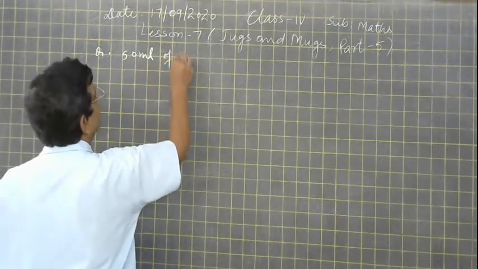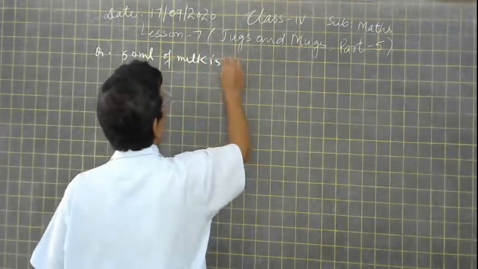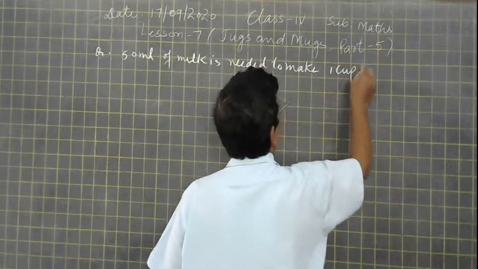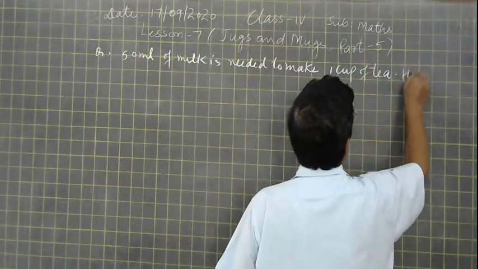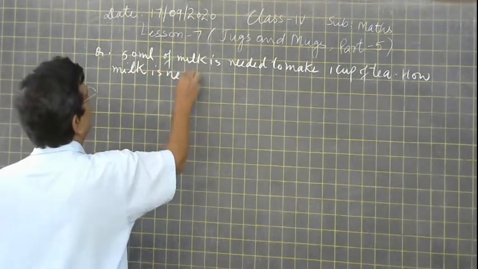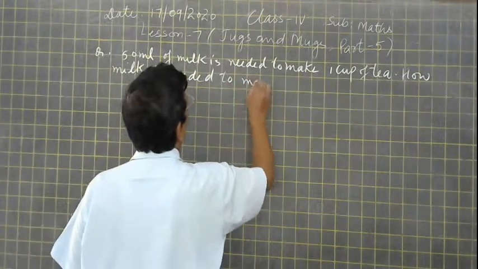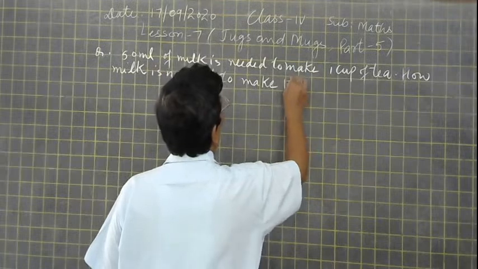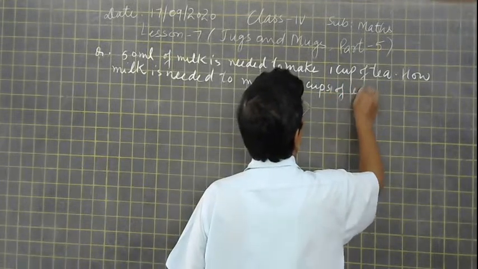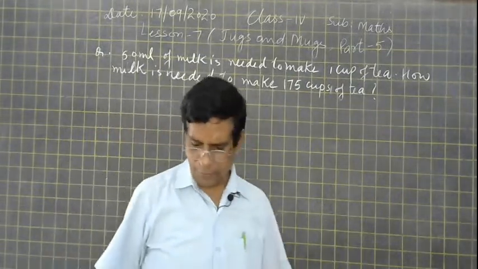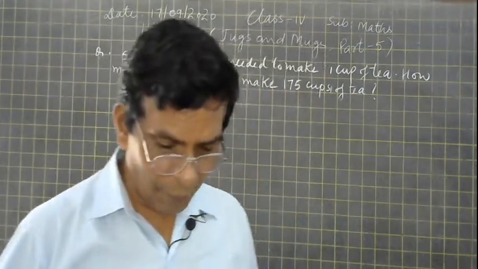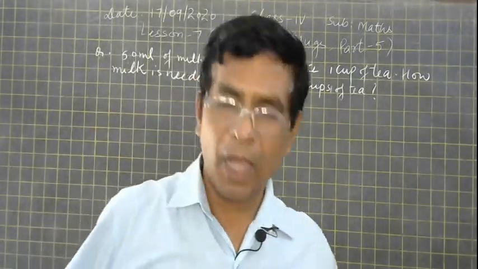50 milliliter of milk is needed to make 1 cup of tea. How much milk is needed to make 175 cups of tea? Whenever you are making 1 cup of tea, you need 50 milliliter of milk. If you have to make 175 cups of tea, then how much milk is required?